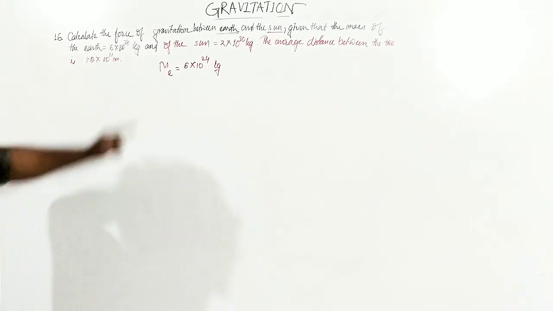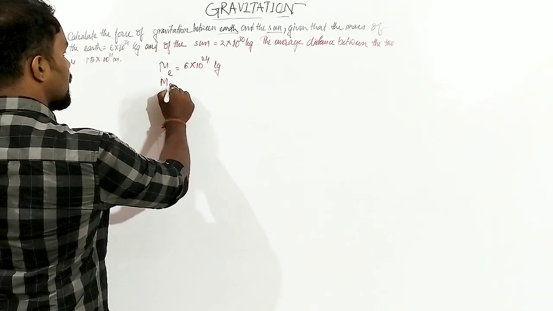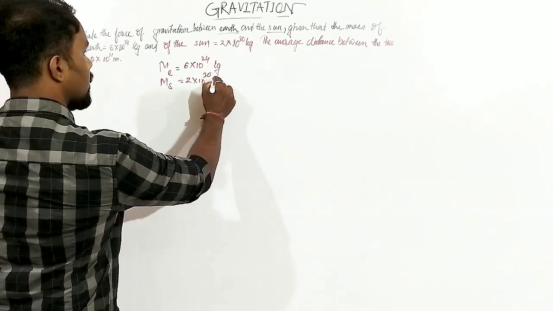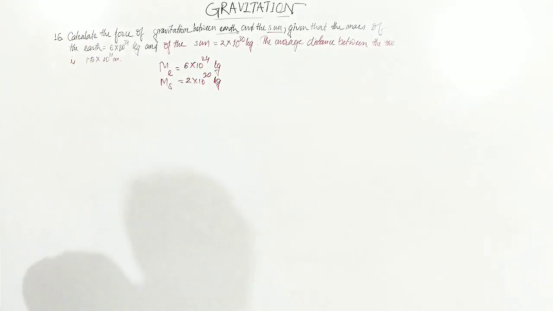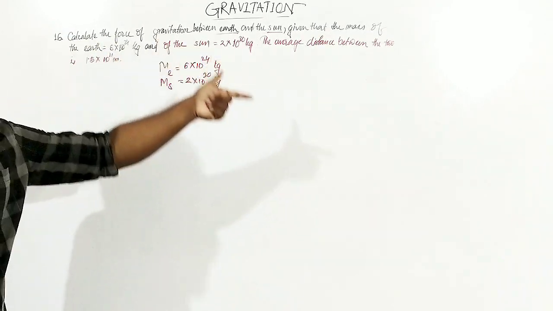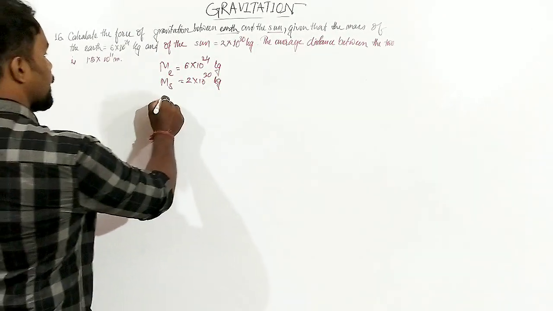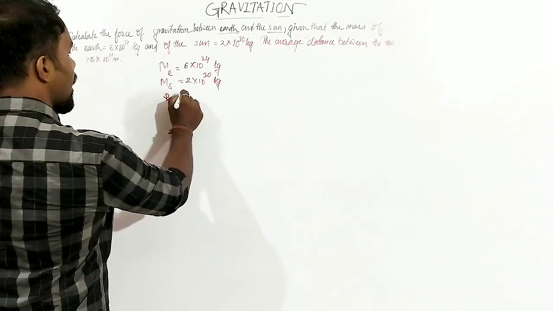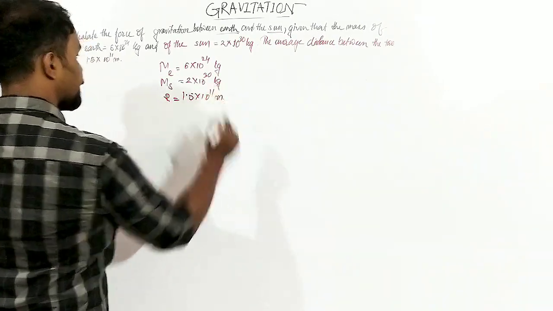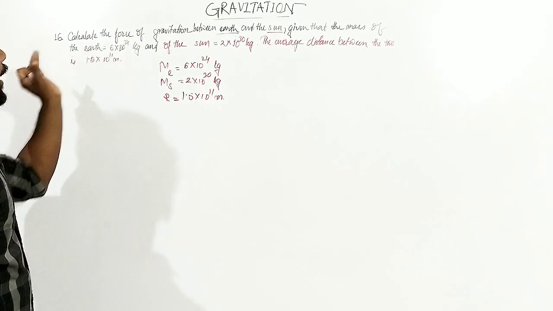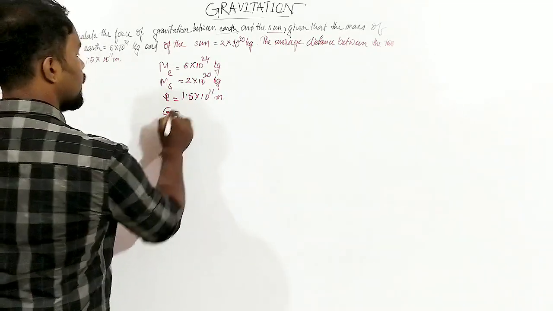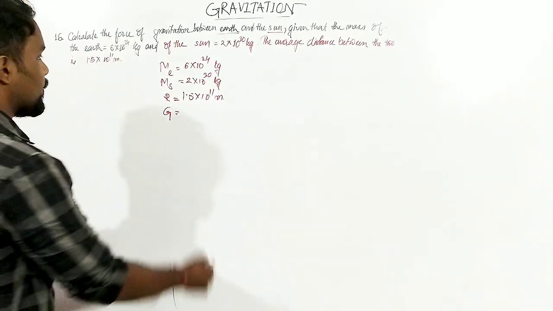And that of the Sun, that is the mass of the Sun, is given as how much? 2 into 10 to the power 30 kg, right? Again, what is given? The average distance between Earth and Sun is given as how much? That is R is going to be what? 1.5 into 10 to the power 11 meter. Okay. Again, whenever you have to calculate the force due to gravitation, we need one constant, that is G, the universal gravitational constant.